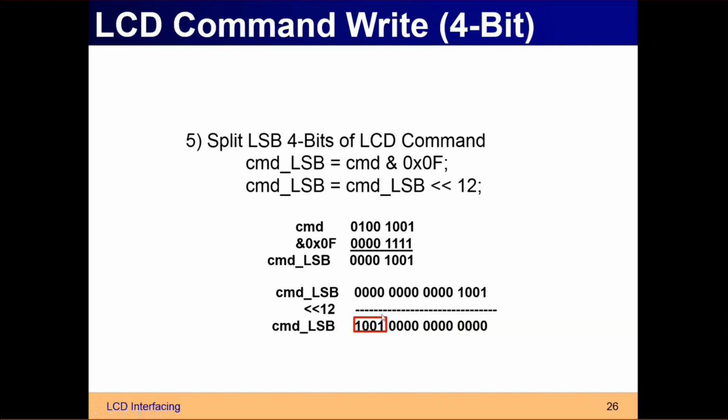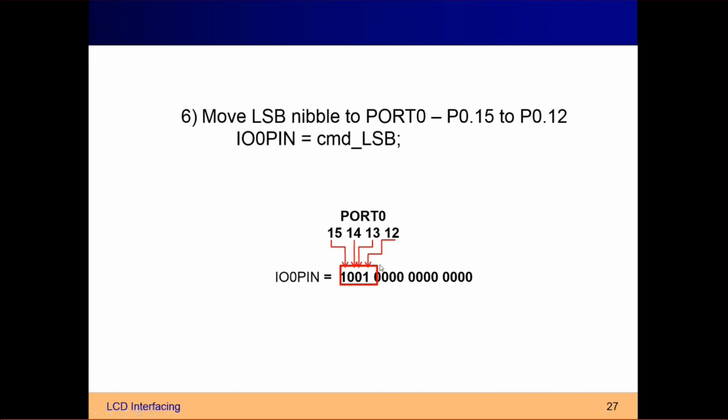Why? Because I need to take these bits from 12 to 15. This is from 0 to 3. I need to shift it 12 times. Right? Because if you are shifting by 1, it will be here: 1, 2, 3, 4, 5, 6, 7, 8, 9, 10, 11, 12. So when you shift this 12 times, it will come here. You are performing left shift by 12 in order to bring the data to bit numbers 12 to 15. If the data is here, then as you have written previously, you can write the data to the IO0 pin.